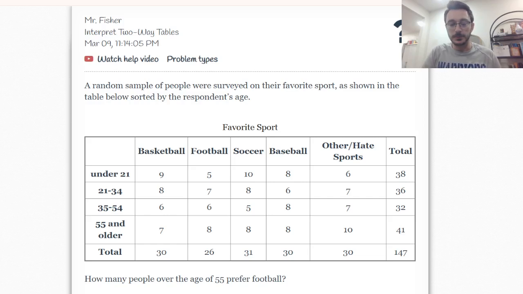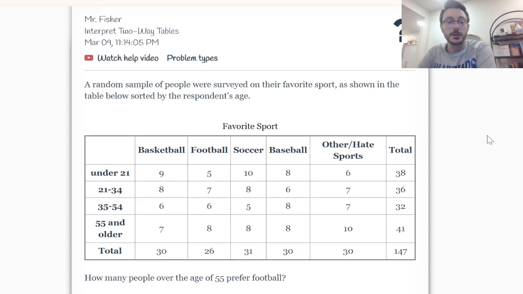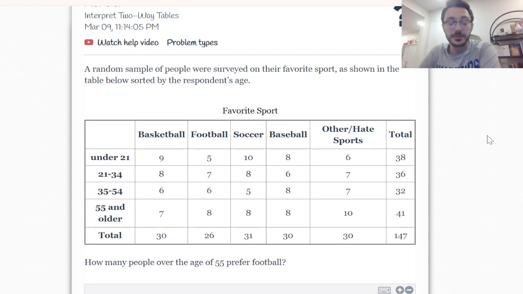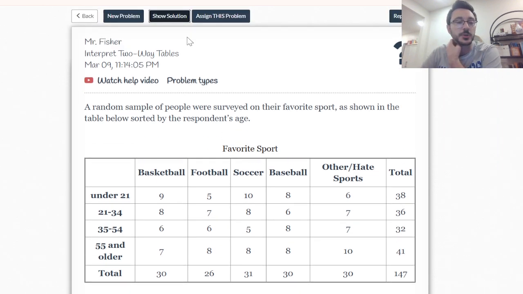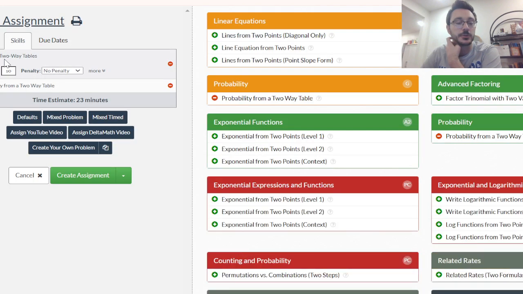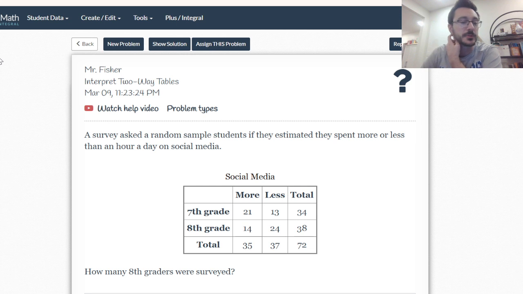Alright guys, you get this video while I have a few minutes of a voice here to just explain a problem or two. Since this is technically new, but I think you guys will be able to figure it out pretty quickly. So these are two-way tables. You guys are going to have two different types assigned: interpreting the two-way tables and probability from two-way tables.